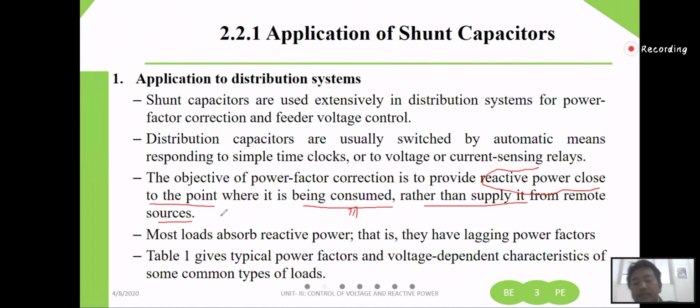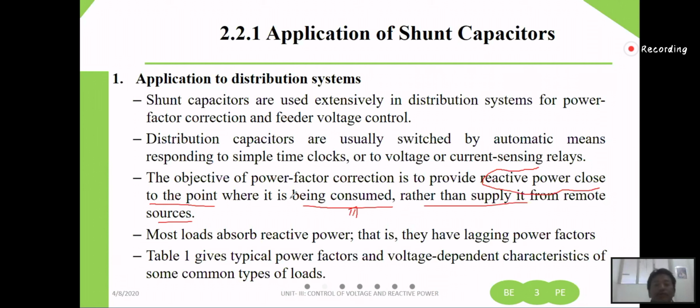Okay, but the main objective is that wherever reactive power is consumed, we will try to install the shunt capacitors. This is the main objective of power factor correction. But we know that most of the load will absorb the reactive power, so that's why you will see the shunt capacitor or capacitor bank at the load side or industrial side, not at the generating side.